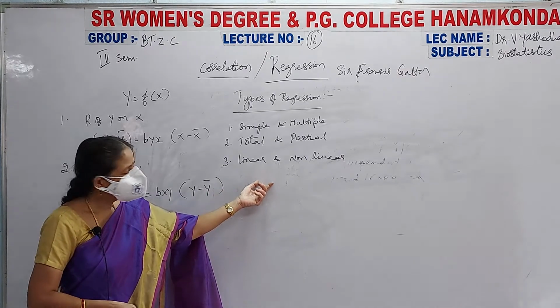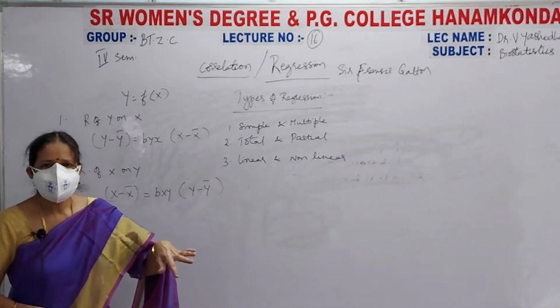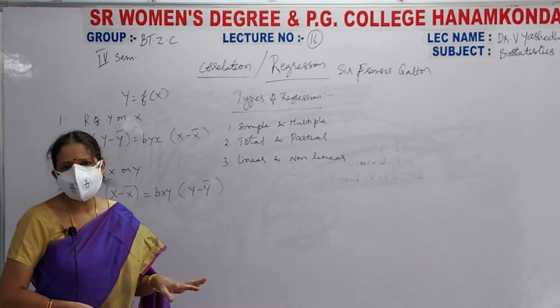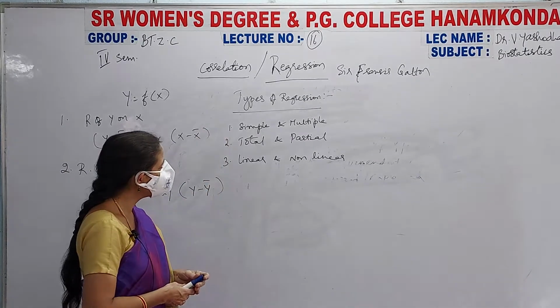So in regression, the positive and negative correlation type of thing is not there. There is no positive and negative regression. So these are the three different types of regression.